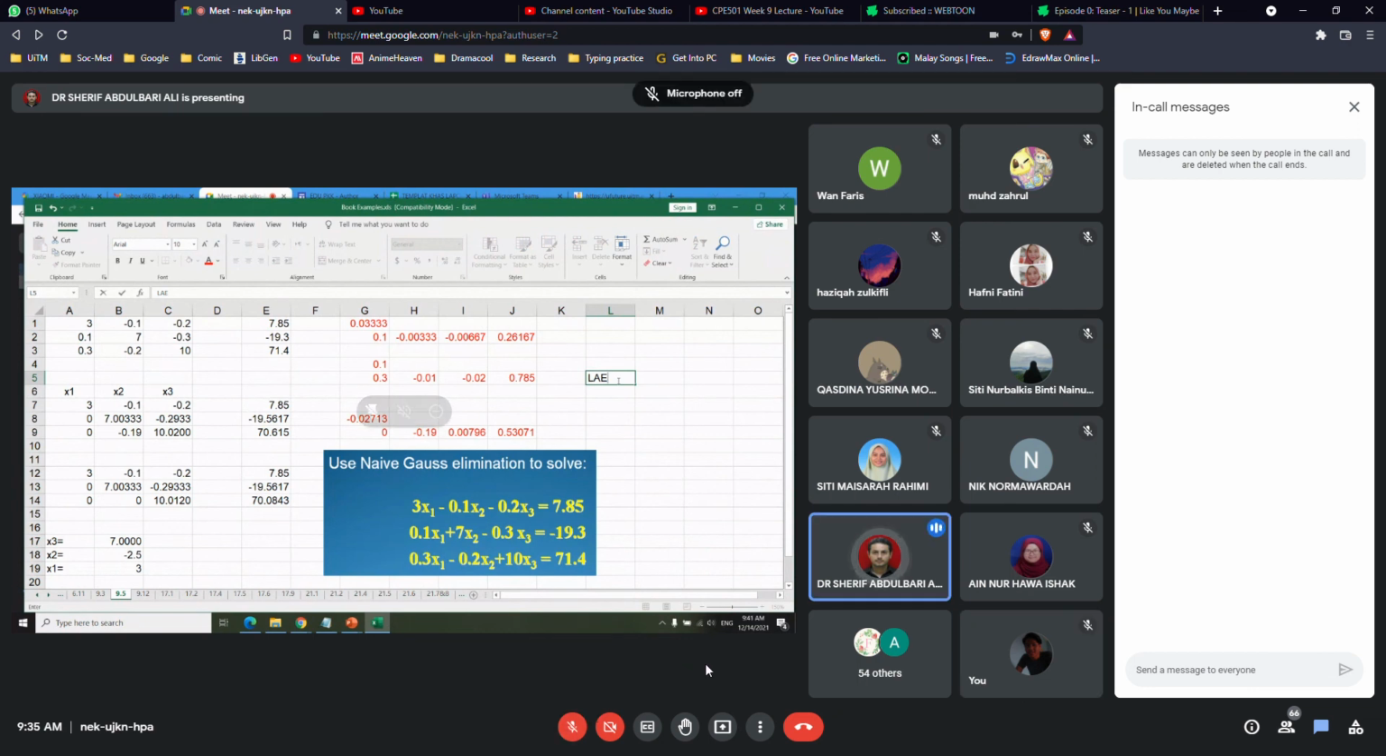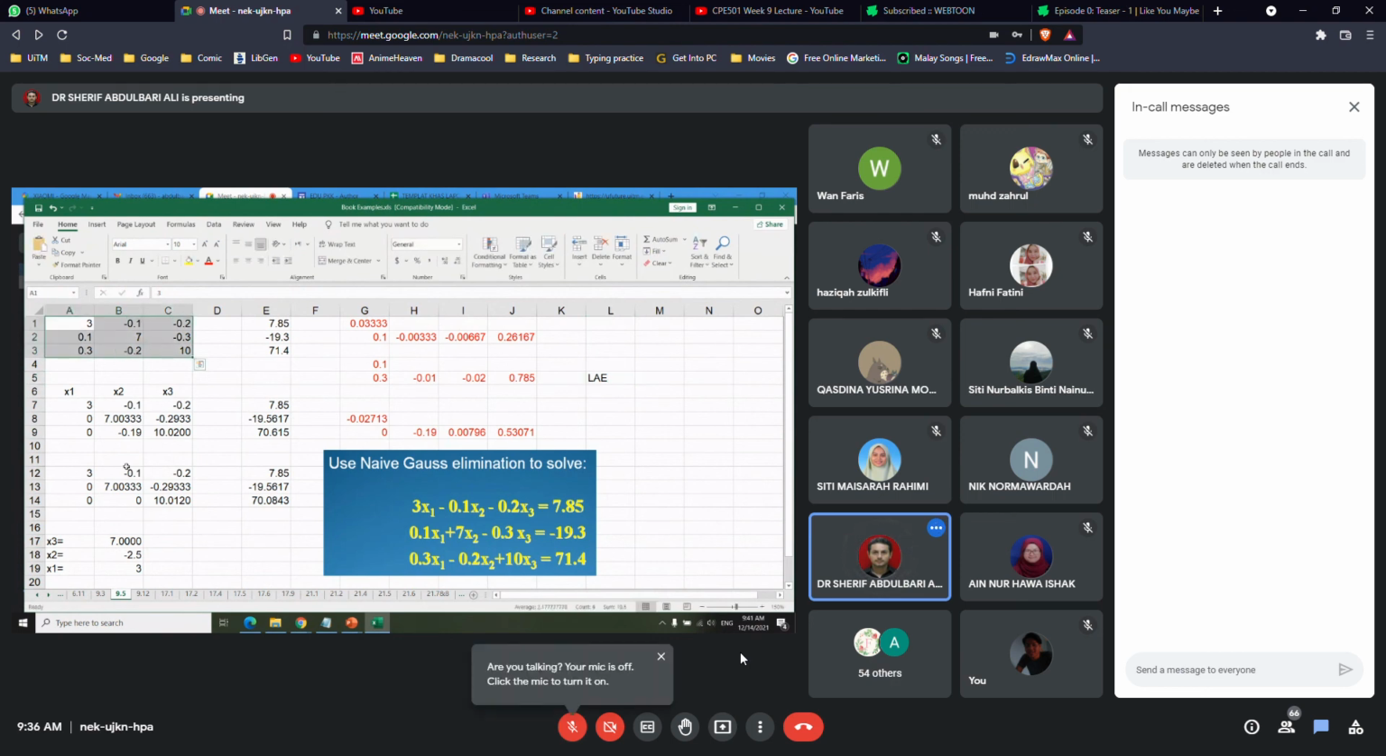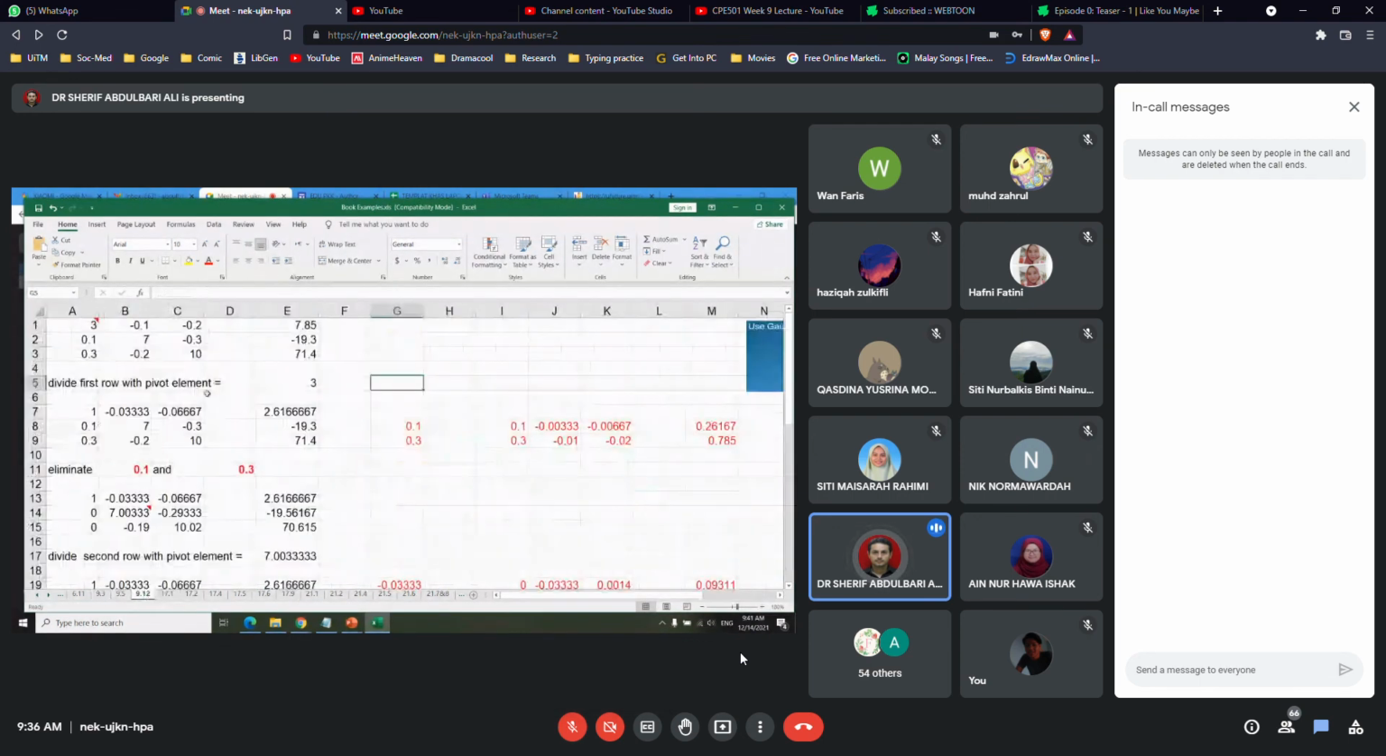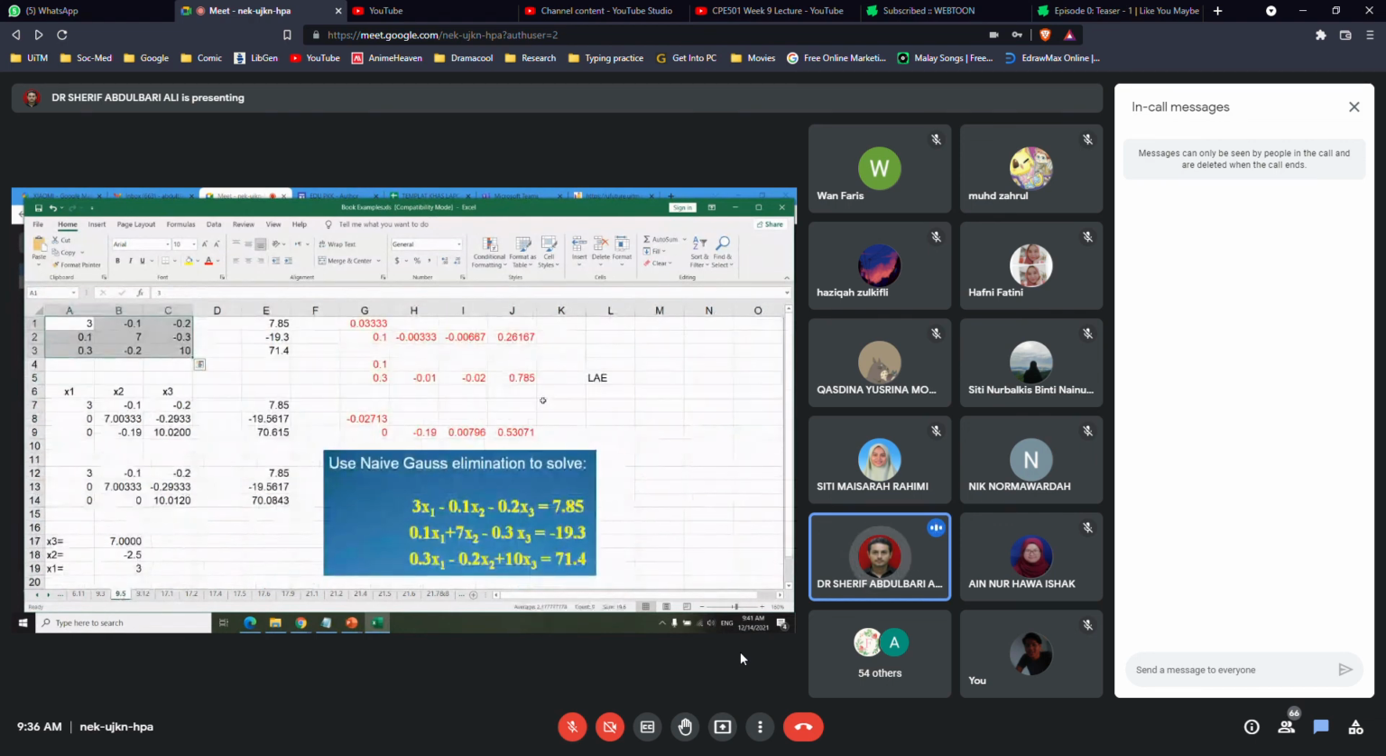We are having Cramer's rule, Naive Gauss, Gauss-Jordan, and Gauss-Seidel, right? For example, in here, this is considered Naive Gauss. This one here is Cramer's rule. This one in here is Gauss-Jordan. And I also have my Excel file to solve for the Gauss-Seidel, right?